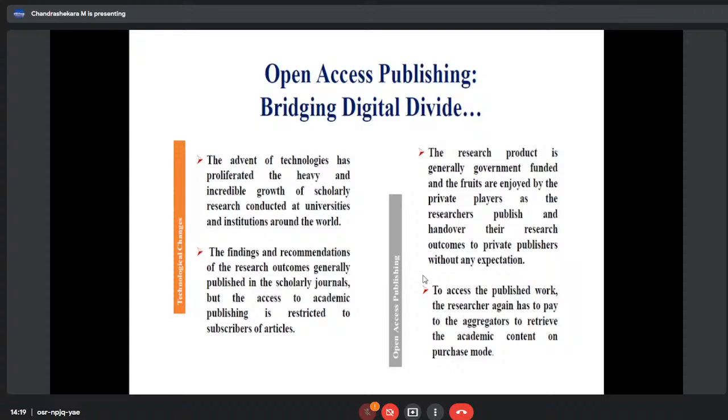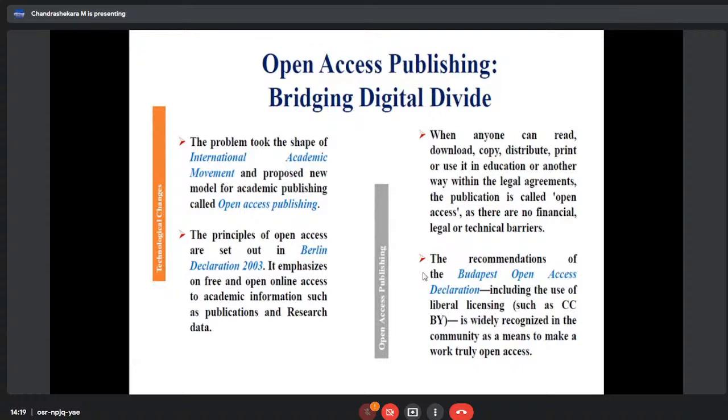So this should be made openly available to the public. Then what will happen? If it is freely available, many people can use the resources. So this problem took the shape of an international academic movement and proposed a new model of academic publishing called open access publishing. This I told, Budapest and Berlin declarations long back itself. So here you can see the recommendation.